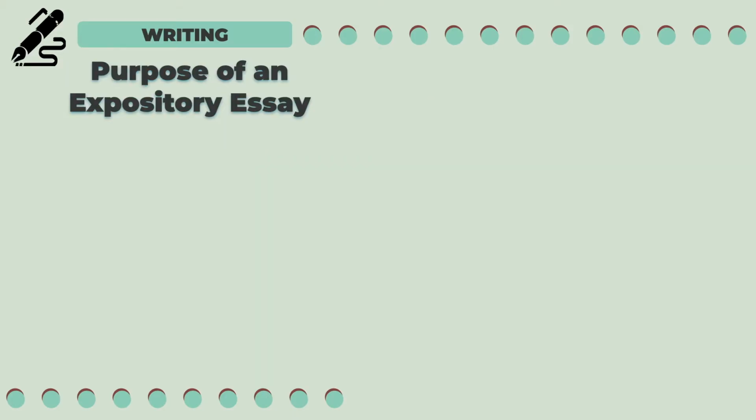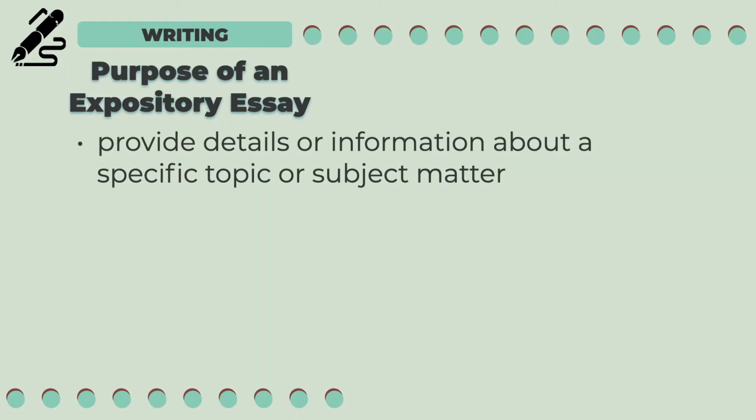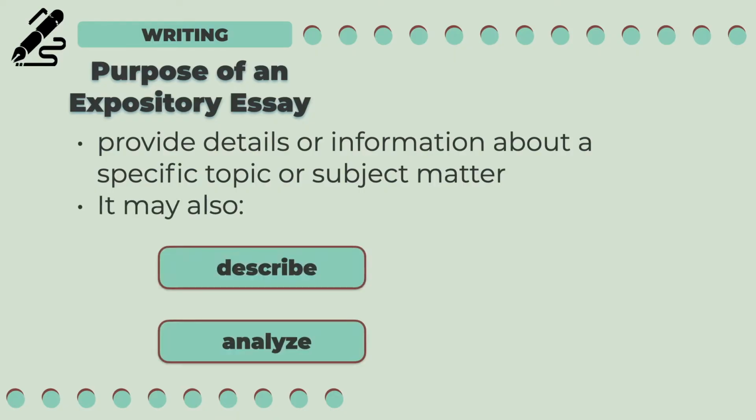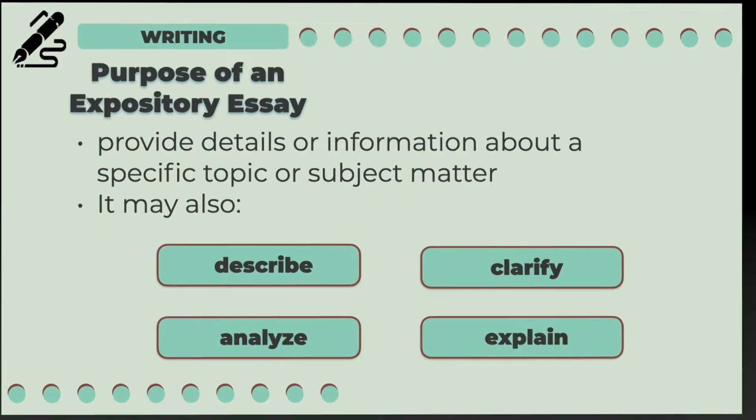The primary purpose of an expository essay is to provide details or information about a specific topic or subject matter. This is done in a manner by which its audience, the intended readers, will understand. As it gives out information, it may also describe, analyze, clarify, and/or explain the topic at hand.